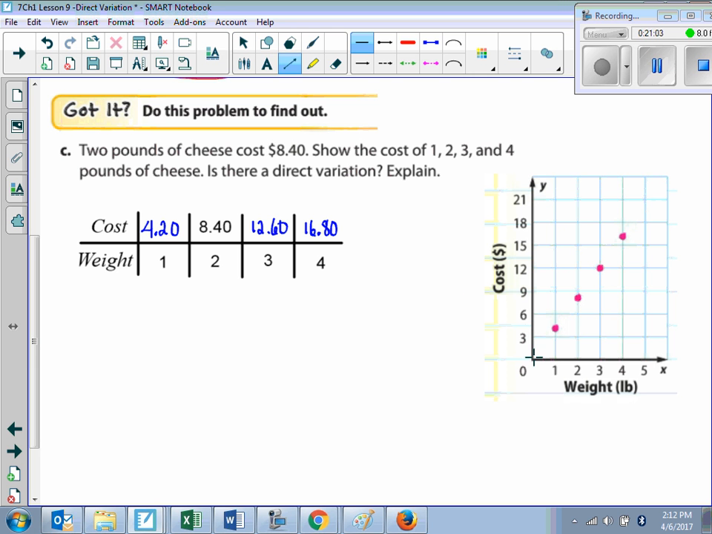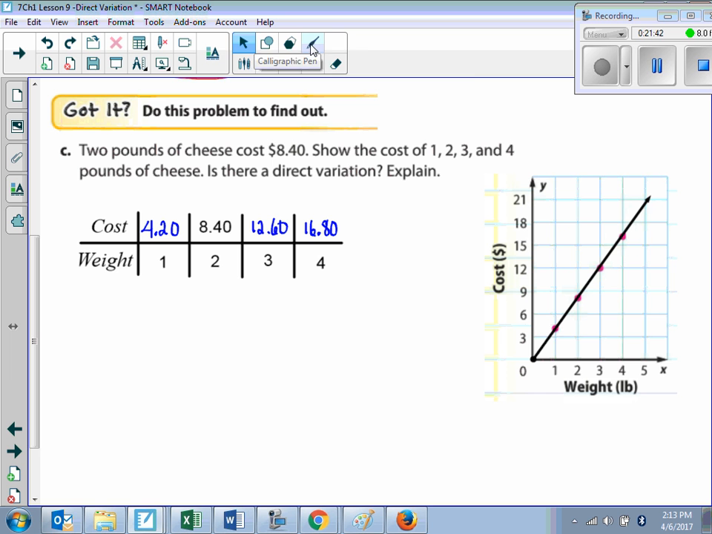All right. Now, when we look at the graph, this is what it looks like. Right? So this graph is a straight line, and it goes through the origin. So, is it proportional? Yes. So that means that it should have direct variation, correct? So, let's check our ratios so that we can see if the ratios are constant.